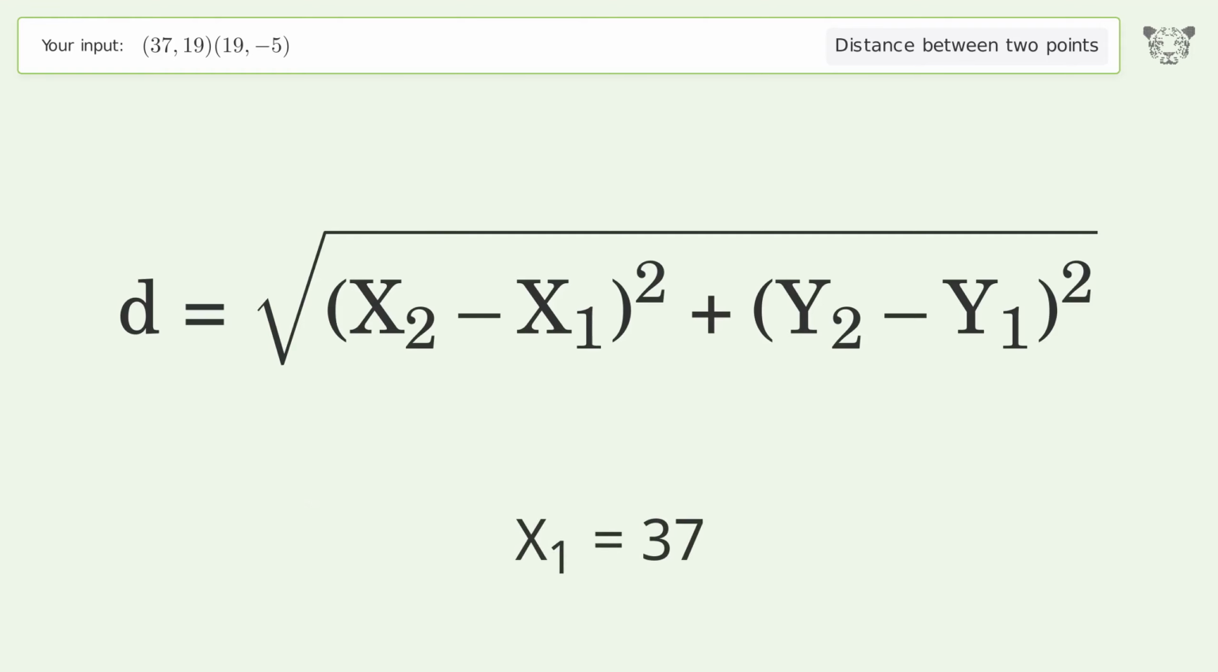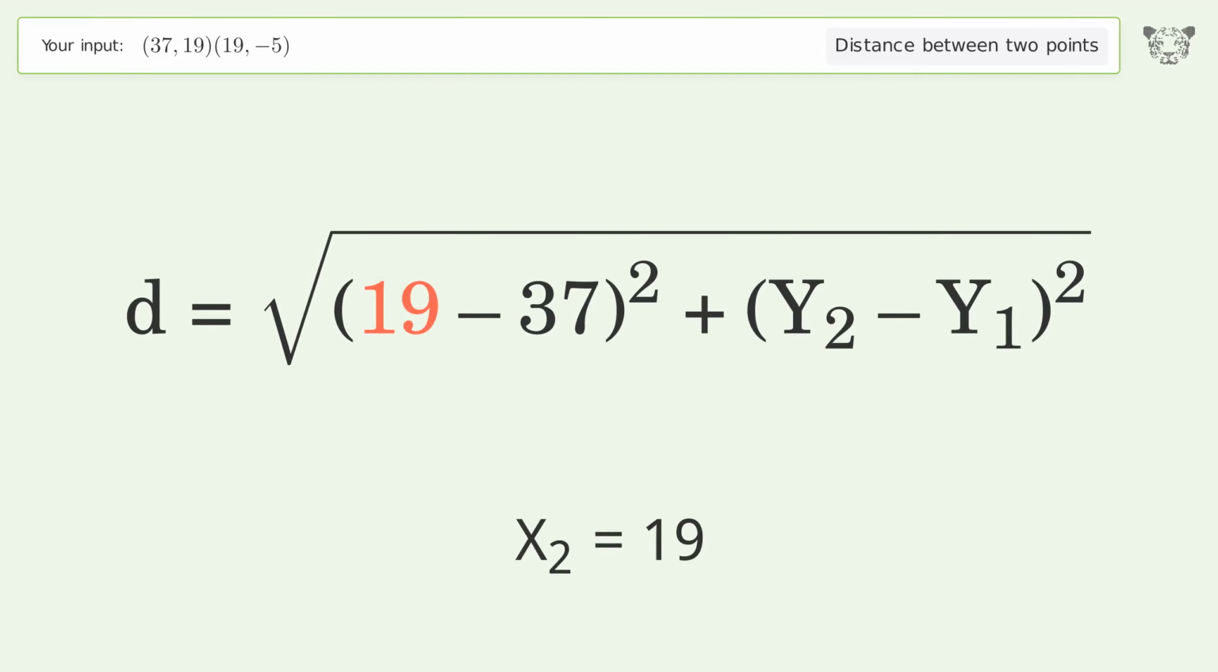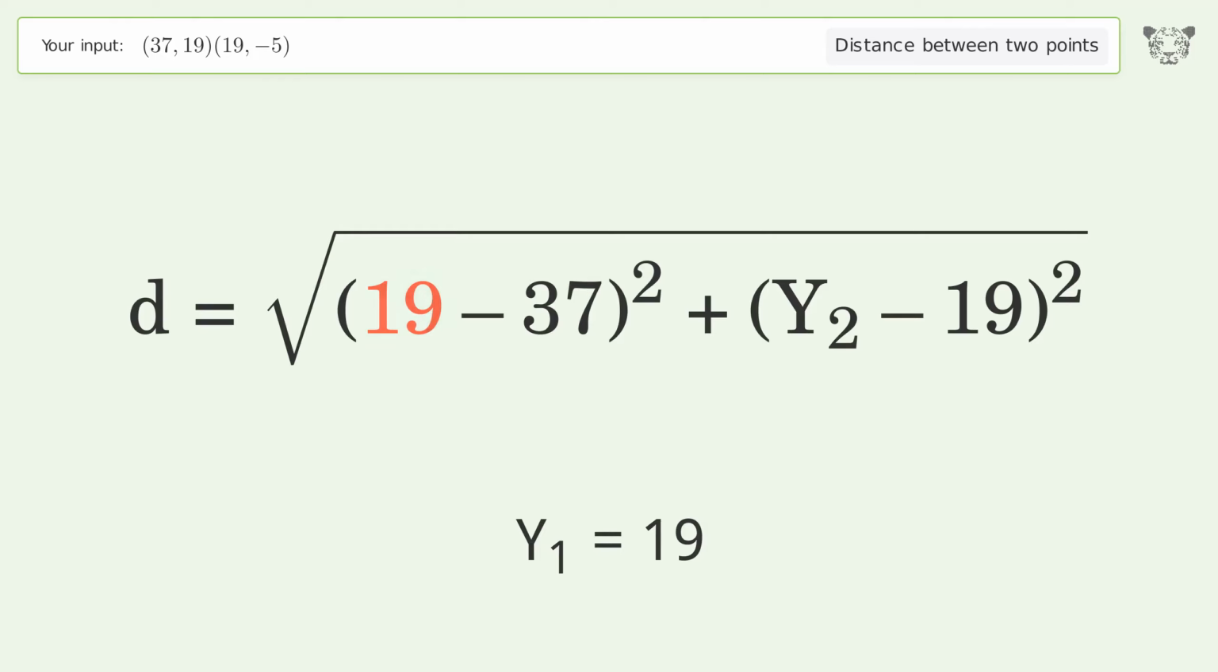x1 equals 37. x2 equals 19. y1 equals 19. y2 equals -5.